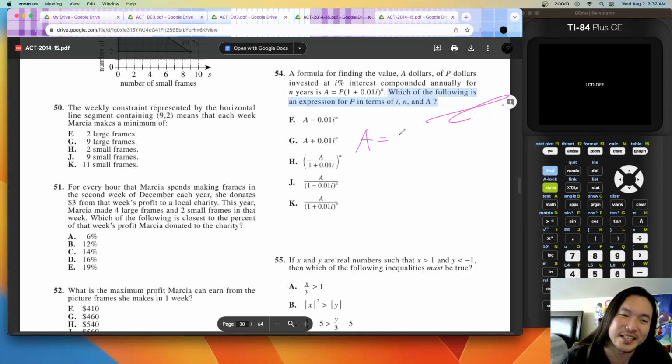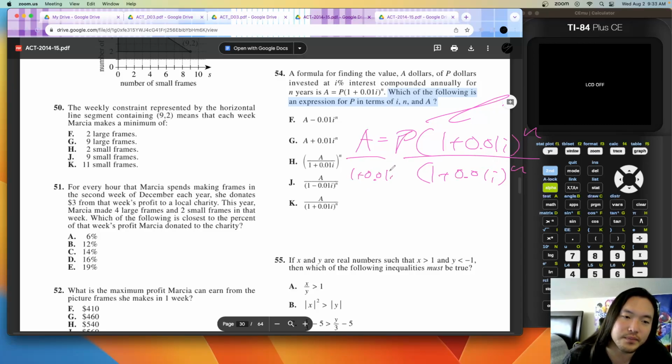Let's do that. And definitely recognize this one. This statement is guaranteed to show up in your test like 5 times. This one's very simple. You just divide both sides by 1 plus 0.01 I to the N. Oh, God, it's more annoying to write than it is to solve. The correct answer is just this one.